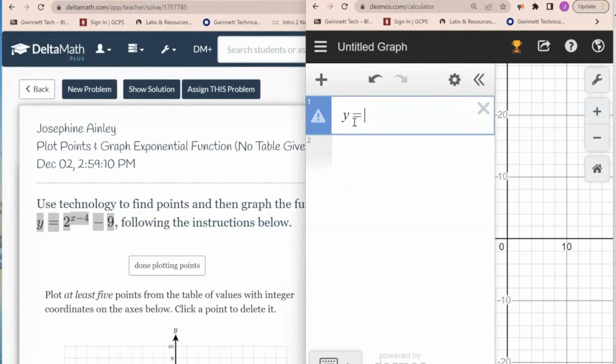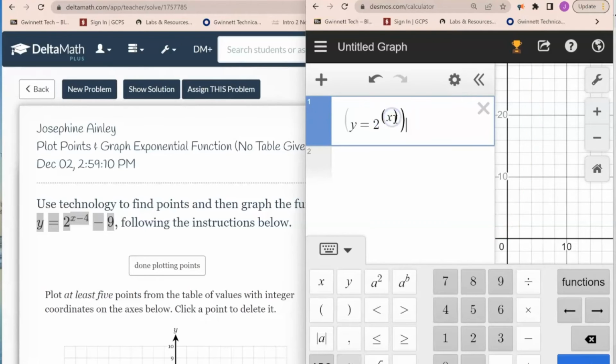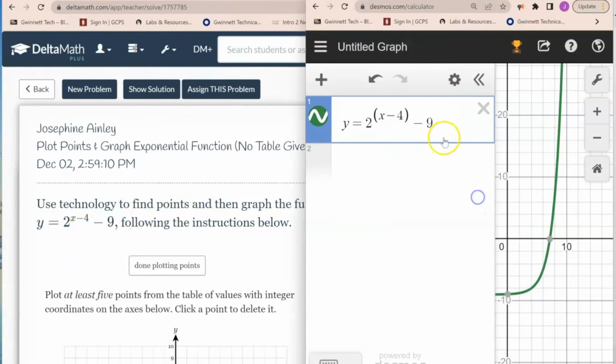So it's y equals 2, raise the power, Shift 6, or you can click it over here. Now notice if you don't put parentheses and you try to put that minus 4, it comes down automatically. So to keep it up there, just put it in parentheses. So x minus 4, and then minus 9. I'm just copying the question into the calculator. So it's graphed it for me.